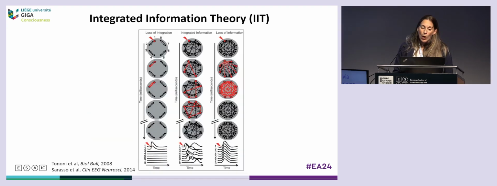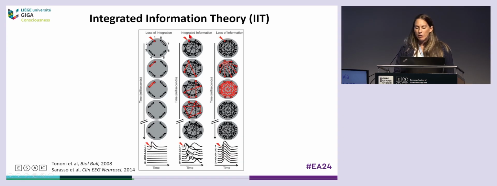The second well-known theory is the integrated information theory by Giulio Tononi and colleagues in the US. It's based on different axioms and postulates. I won't go into the detail. It has a mathematical approach, and it also starts from the phenomenology itself, so from the subjective experience. And there are two main components, information and integration. So for a system to be conscious, it has to have information, and this information needs to be integrated.